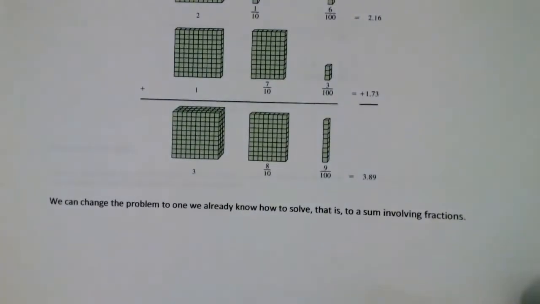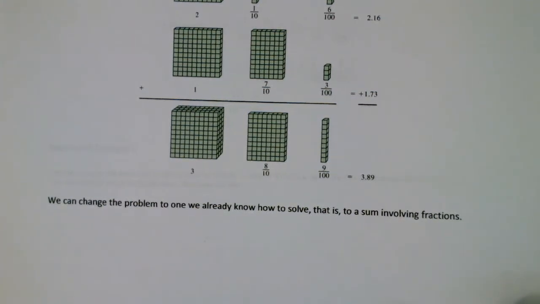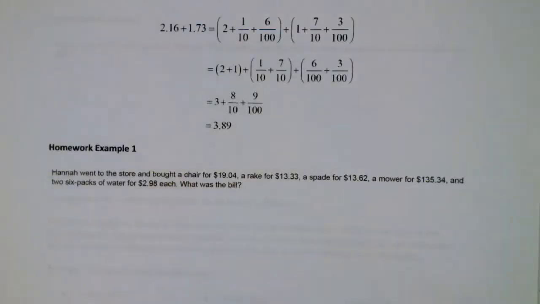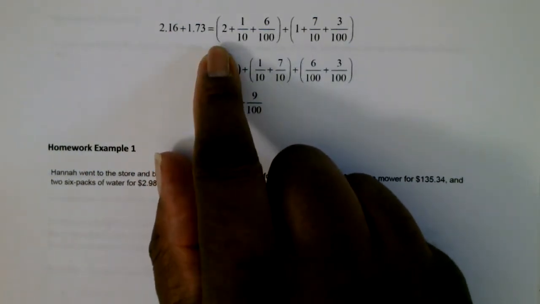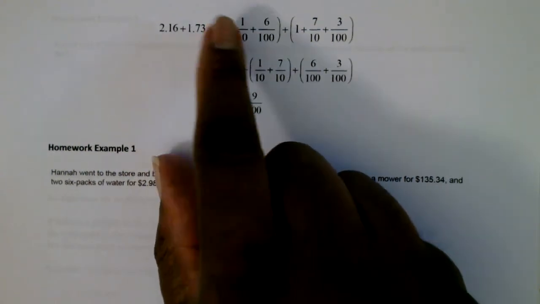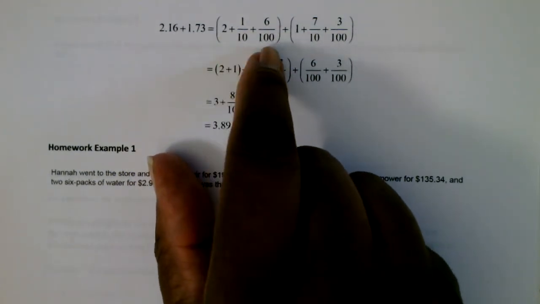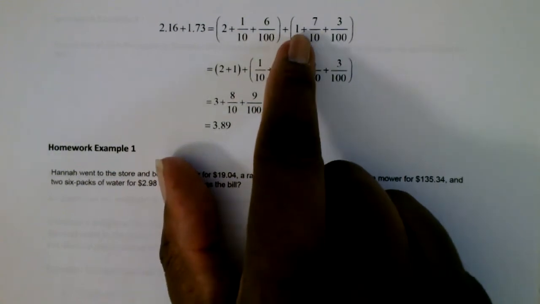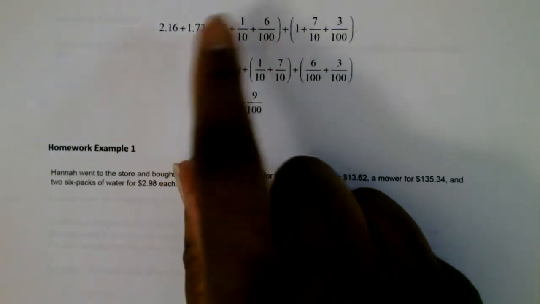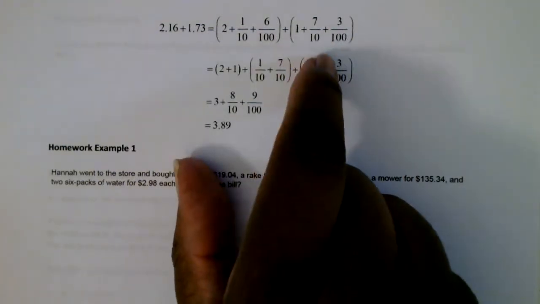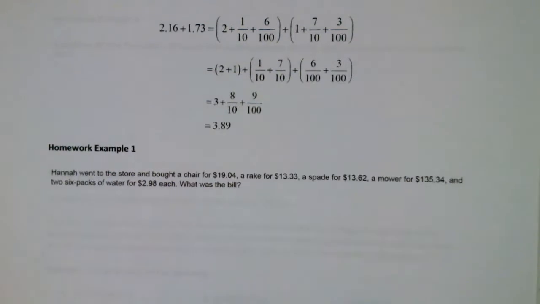Okay. So here we can change the problem to one we already know how to solve. That is a sum involving fractions, like in this case right here. If we got 2.16 plus 1.73, we can write this in fractions, like the 2 would be just the 2 itself, plus the 1 is in the 10th place, that'd be 1/10. 6 is in the 100th place, that'd be 6/100. So it'd be 2 plus 1/10 plus 6/100. And then plus the 1.73, that's 1 whole, 7/10, and 3/100.